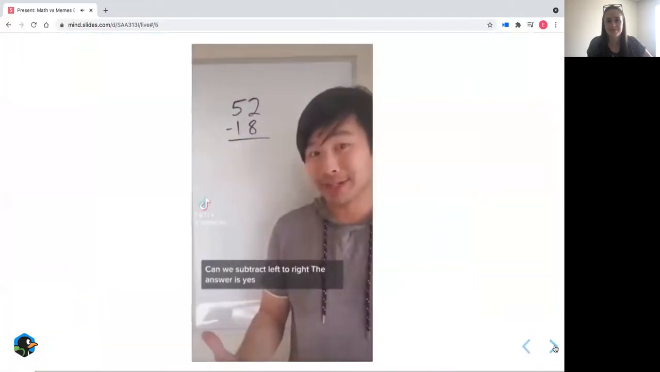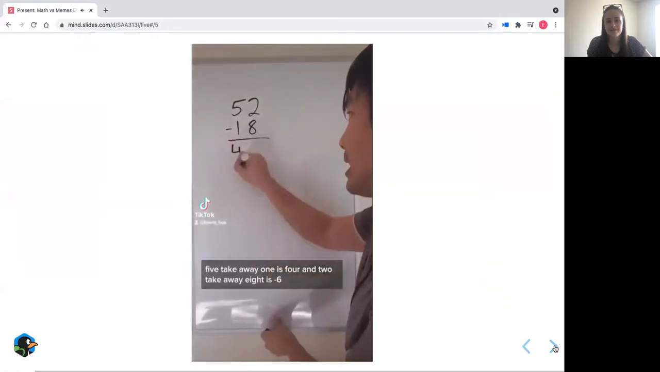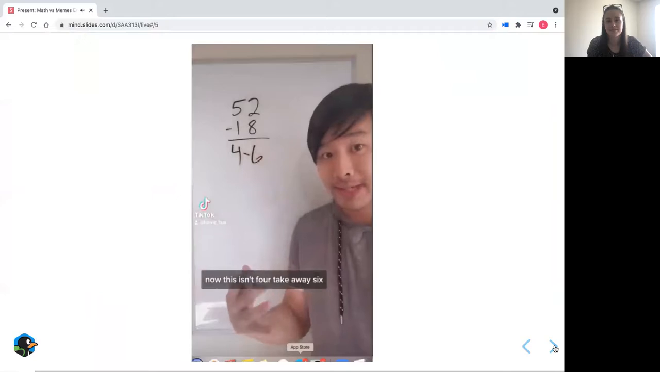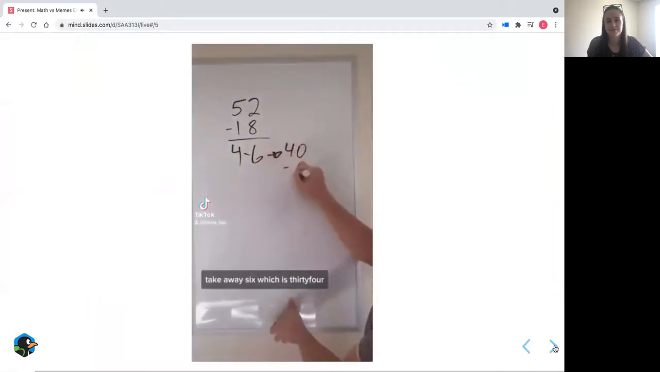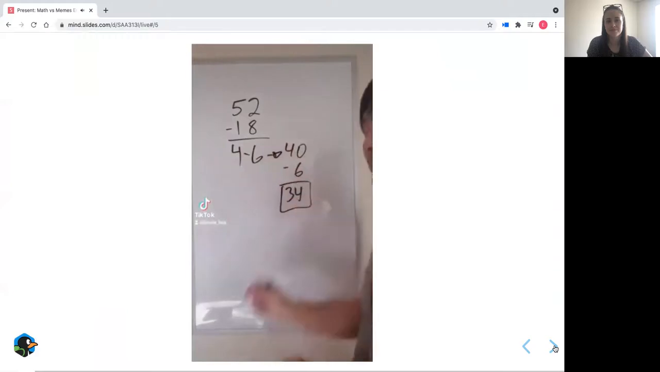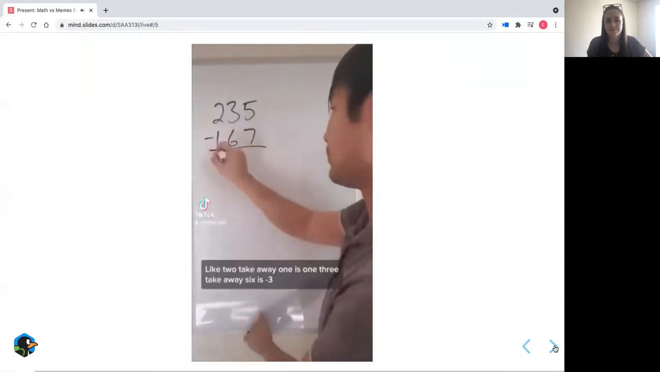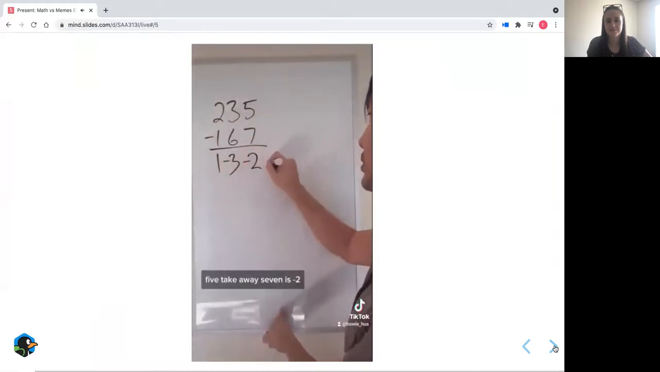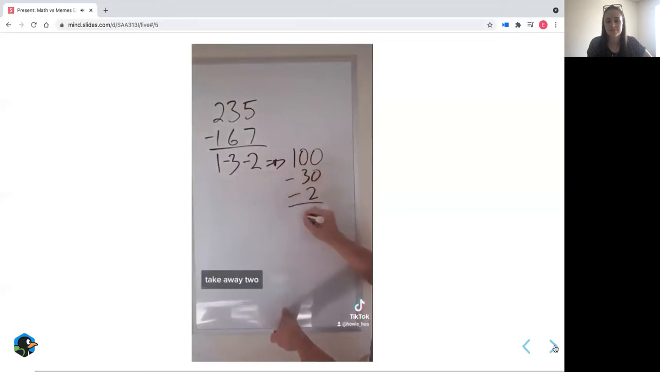Can we subtract left to right? The answer is yes. Let's take a look. 5 take away 1 is 4, and 2 take away 8 is -6. Now this isn't 4 take away 6. Keep in mind the place value. This is 40 take away 6, which is 34. You can definitely do this with larger numbers as well. Like 2 take away 1 is 1, 3 take away 6 is -3, 5 take away 7 is -2. Keep in mind your place value. So this is 100, take away 30, take away 2, which is 68.